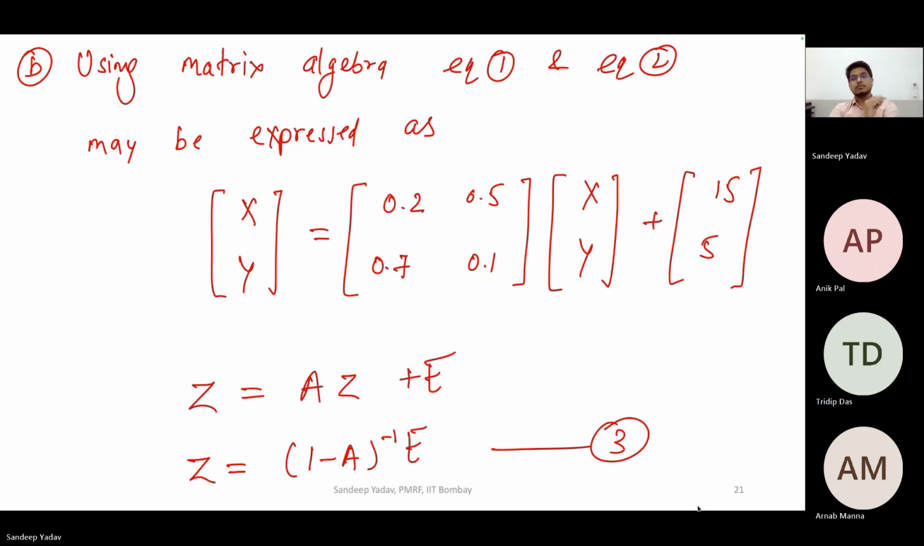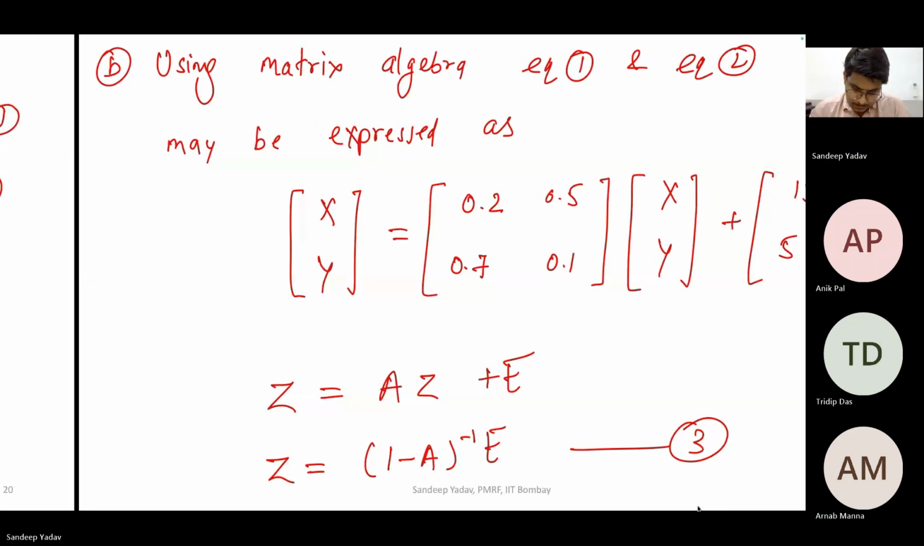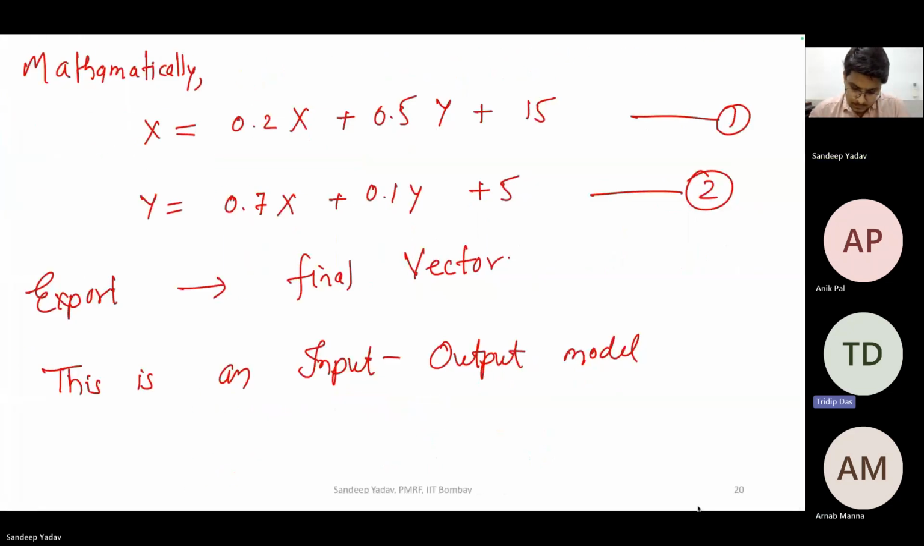Plus E. So Z is equal to A Z plus E. And when you simplify that equation, it comes out to be Z is equal to I minus A inverse E. Okay, got it.